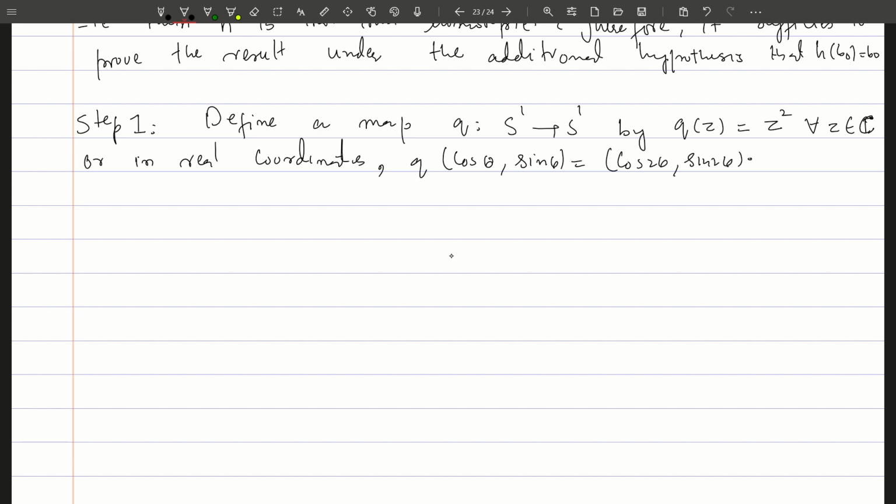Now one can note here this Q is continuous, this is closed, and this is surjective. Hence this is a quotient map. So note that Q is continuous, closed, and surjective. So hence Q is the quotient map.